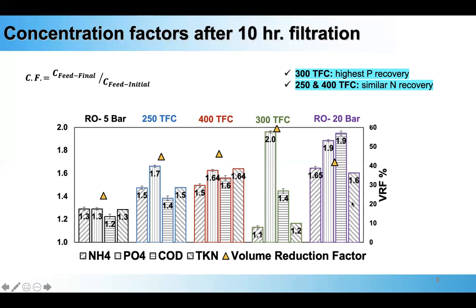The RO membrane at 20 bar definitely had a good concentration factor, but if we want to stay in the low range of energy consumption, the RO membrane, since it has a very dense top layer, is not a good option for concentrating these nutrients compared to nanofiltration.